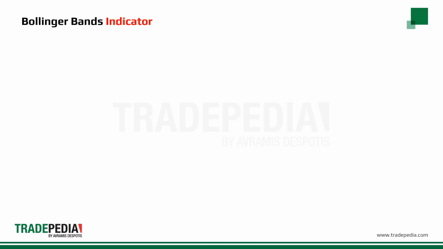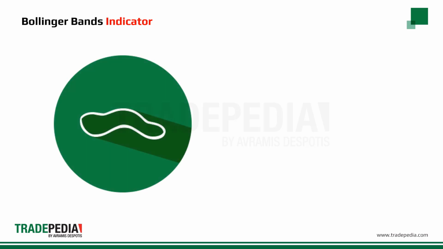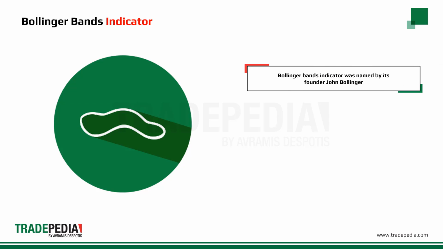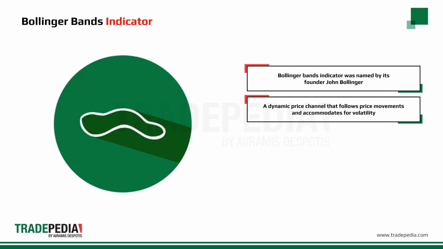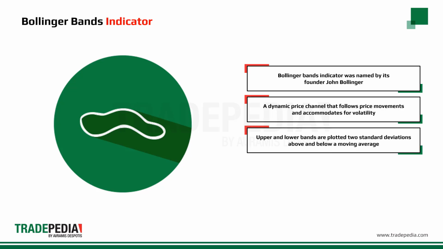Another volatility indicator is the Bollinger Bands. This volatility indicator was named after its founder, John Bollinger. He wanted to create a dynamic price channel that follows price movements and accommodates for volatility at the same time. This indicator is made of 3 bands, where the upper and lower bands are plotted 2 standard deviations above and below a moving average.